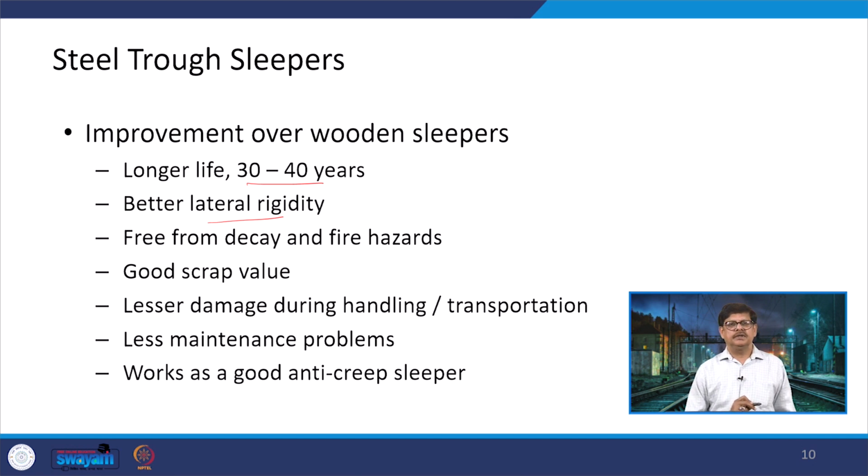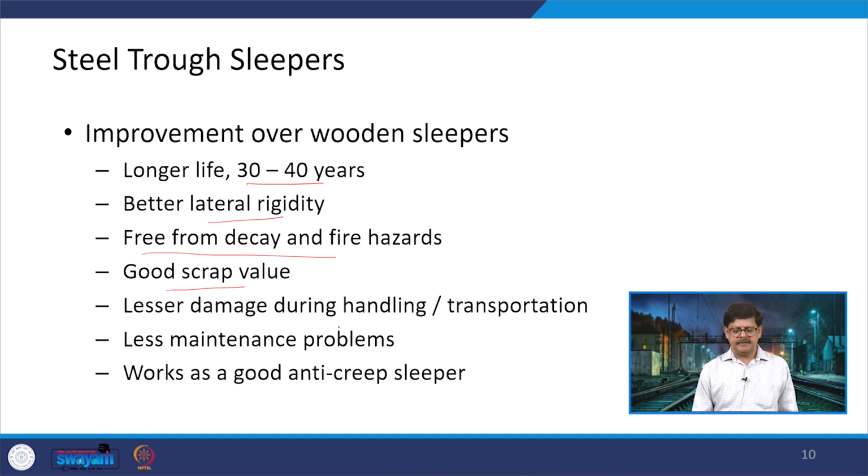Then in the case of wood, there was a problem of ant decay, and a possibility of a fire hazard. In this case, it was free from any such issue. And it was observed that if it has been taken out after its life, or even if some irregularities have come into these steel trough sleepers, and if you go to the market, a good scrap value was available for these type of sleepers as compared to the wooden sleepers.